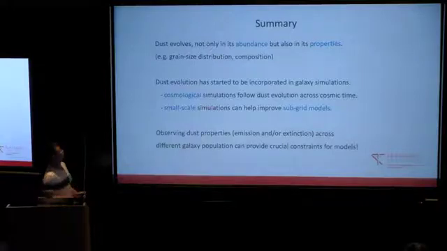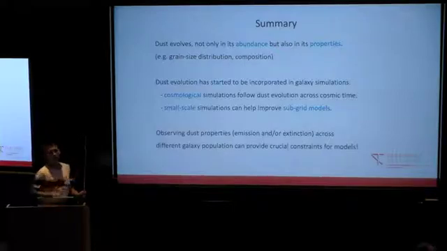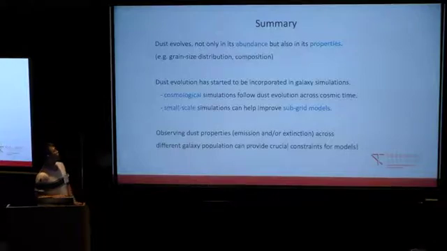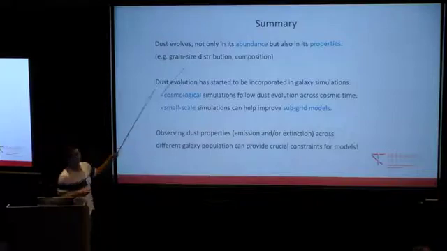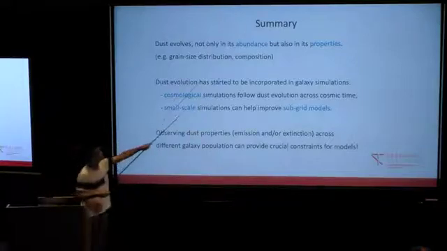Okay, so here's my summary. Dust evolves, not only in its abundances, but its properties can also evolve. We just saw an example that the extinction curve will evolve in different galaxies or at different stages. That most likely has to do with how the grain size distribution evolves as the galaxy evolves. And also the composition might change.